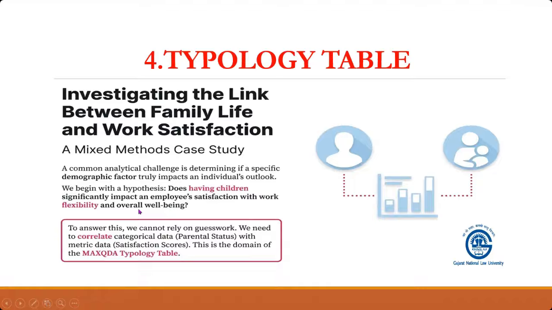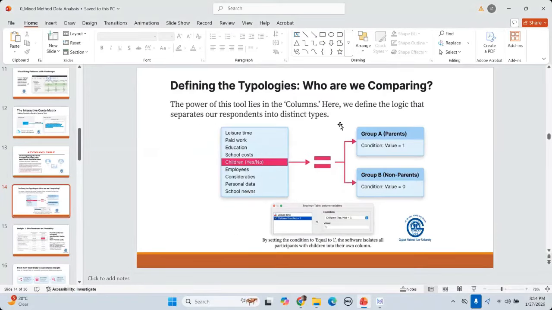There are two variables. To answer this, we cannot rely on guesswork. We need to correlate categorical data, that is parental status, with metric data, like satisfaction score. We have categorical data: those who have children, those who don't have children. This is the domain of the MAXQDA typology table. Please open your software. So we are going to compare between parents, those who have children and those who don't, or maybe full-time and part-time. Okay, please come to the MAXQDA software.